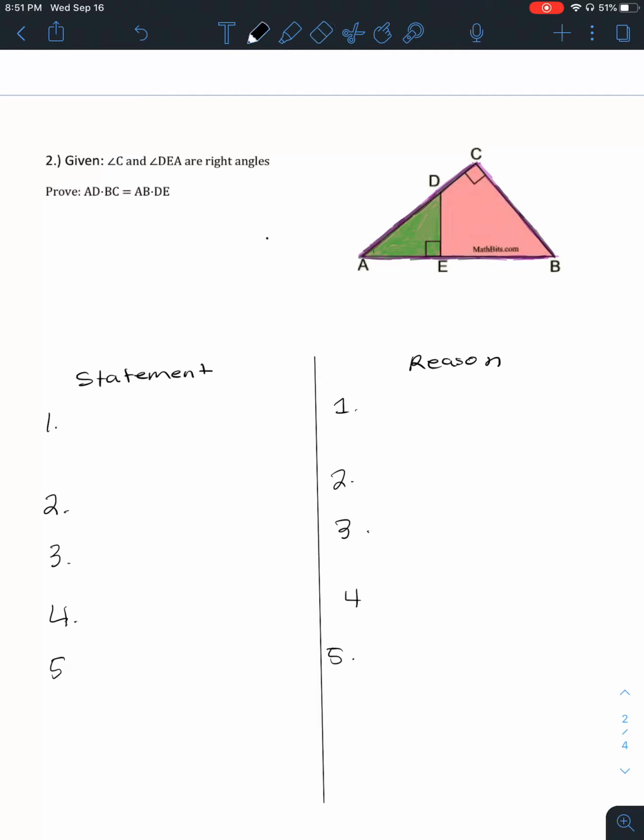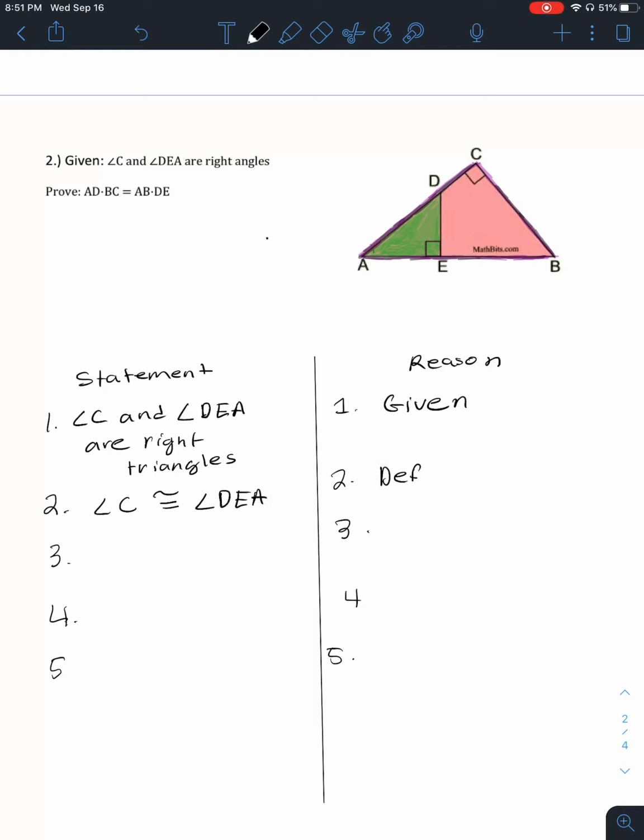So here we see that angle C and angle DEA are right angles. And our reason for that is given. This next step might seem a little extra, but I'm going to go ahead and write that angle C is congruent to angle DEA because that is the definition of a right angle.